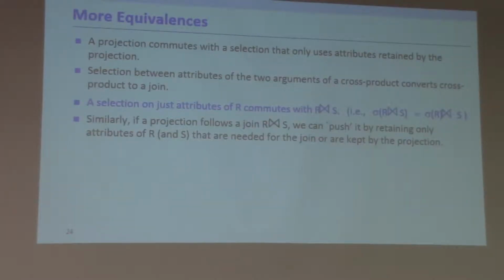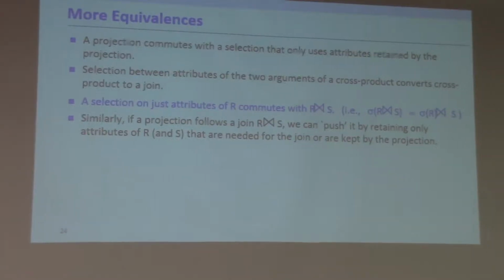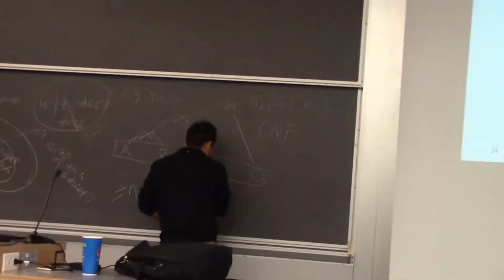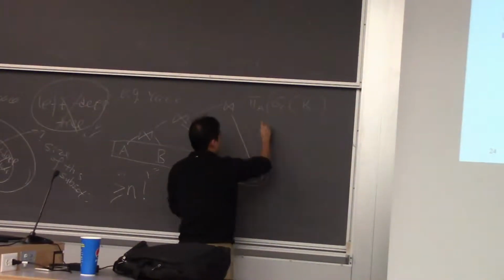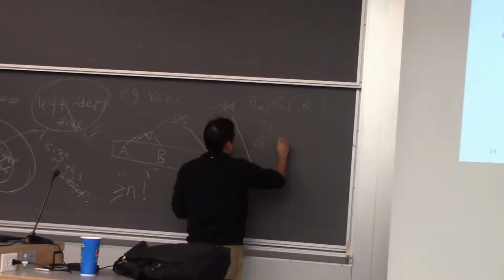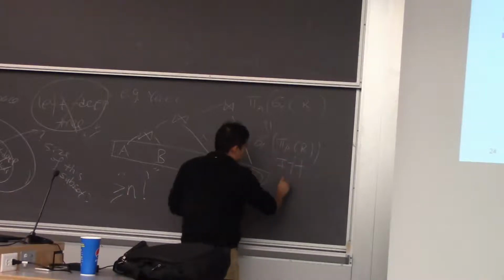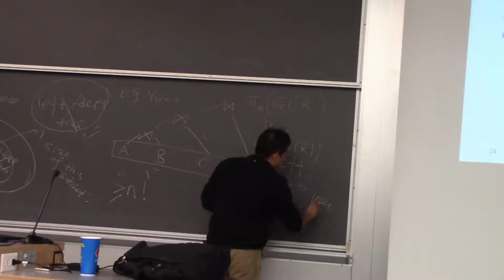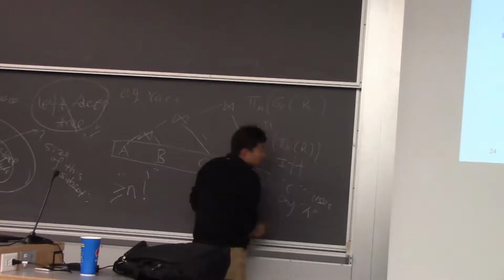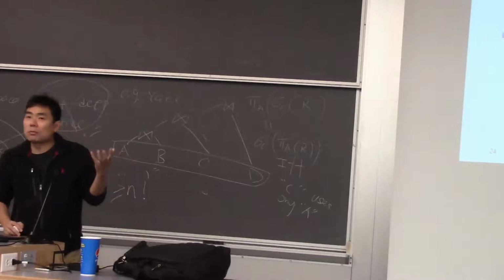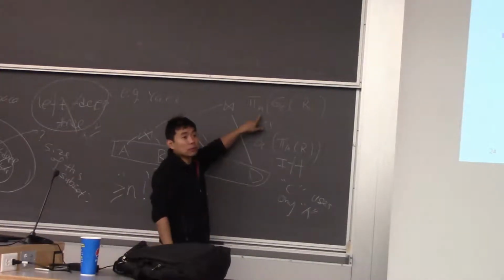And there are more equivalences, which is that a projection commutes with a selection that only uses attributes returned by the projection. Do you follow this argument? Meaning, if you do a projection, then a selection with some condition C, this is equivalent to doing the selection first and then the projection, if and only if the term C uses only the attributes A. Right? Of course, this A may not be a single attribute, it could be a set of attributes.